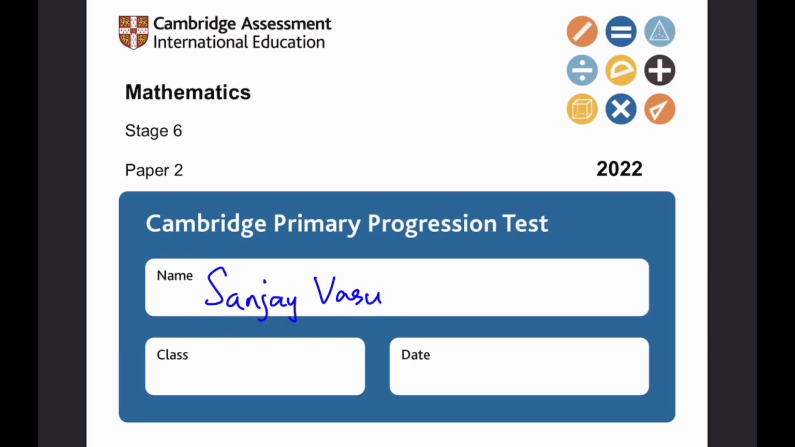This time I'm doing it on Mathematics Stage 6 Paper 2 for Cambridge Primary Progression Test 2022. You may use the calculator.